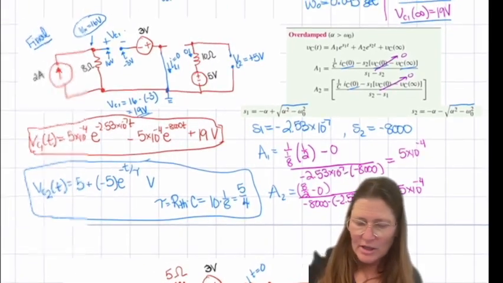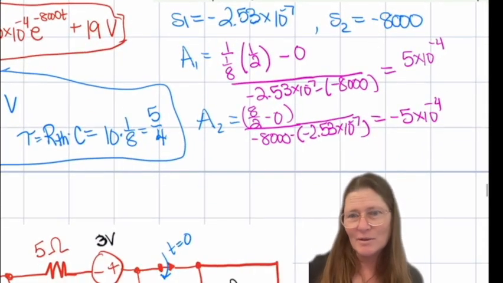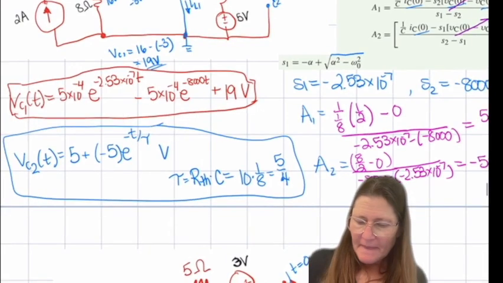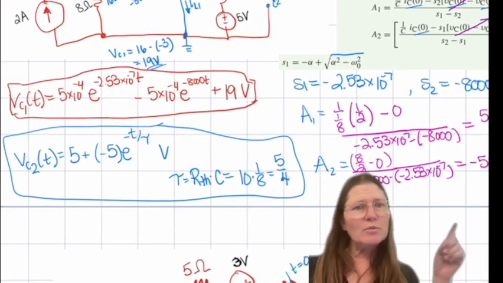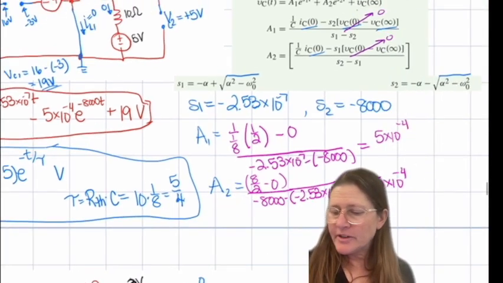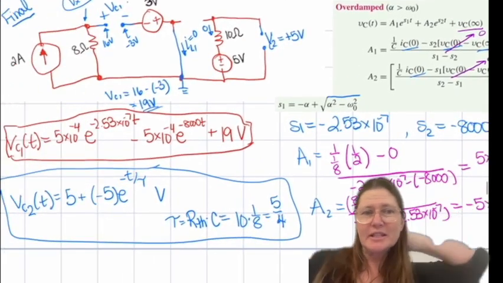And so you get a 5 times 10 to the minus 4th and a minus 5 times 10 to the minus 4th for A1 and A2. And so this ends up being your VC1. And then you get VC infinity in there, so you get plus 19.